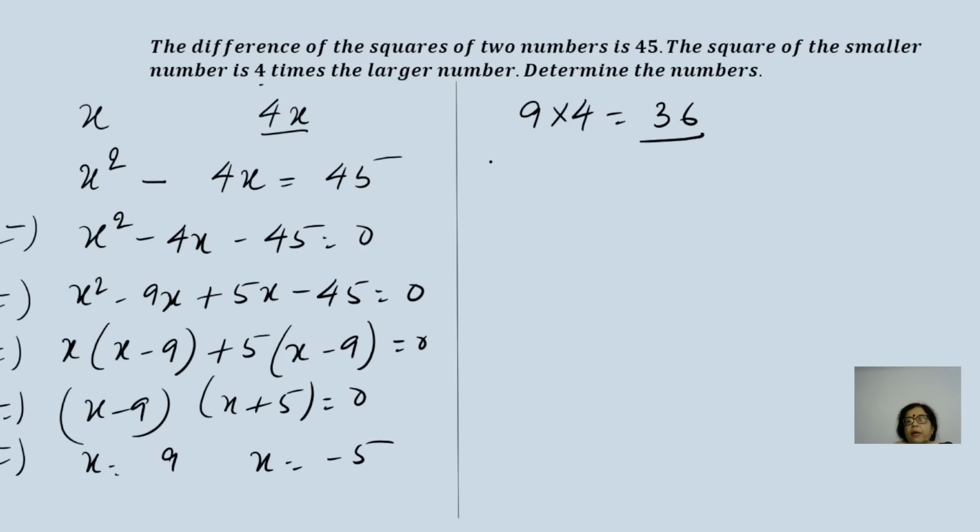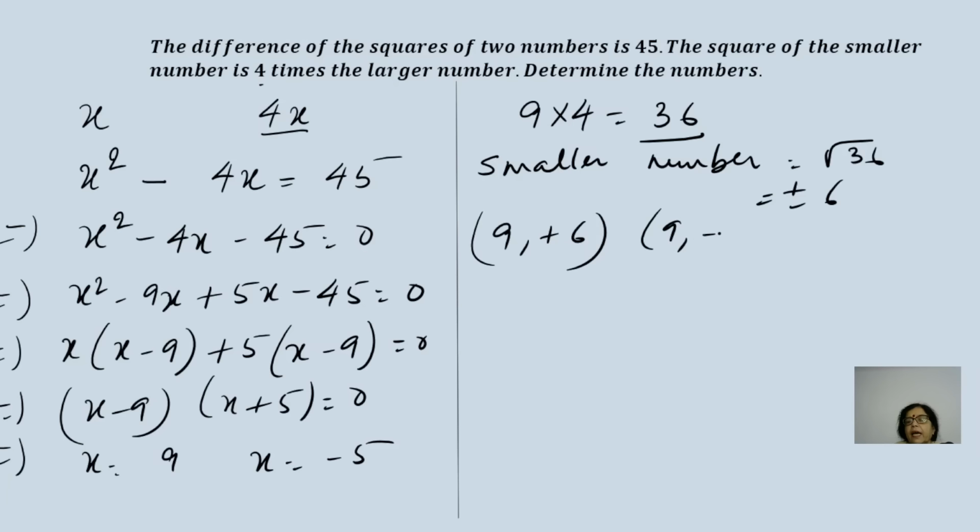This is the smaller number. So the smaller number will be equal to root over 36, that is equal to plus minus 6. So the solution can be either 9 plus 6 or 9 minus 6, because if we square negative 6 it gives us 36, and positive 6 also gives us 36. So 81 minus 36 is obviously 45, which justifies the statement over here.